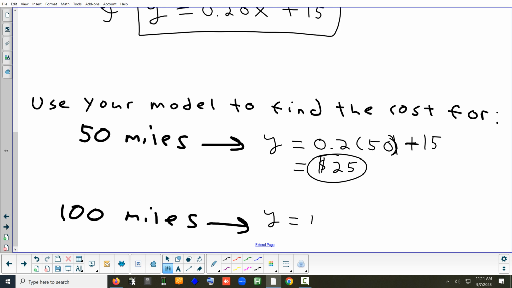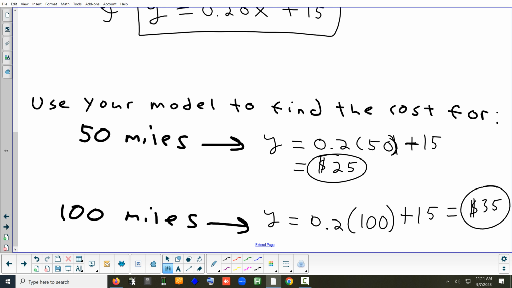So y equals 0.2 times 50, or not 50, I'm sorry, times 100 plus 15. Okay, and what does that come out to for a cost? $35. Yep, that's $35. So in both of those examples, we plugged in an amount of miles and we calculated the cost. Any questions on that?